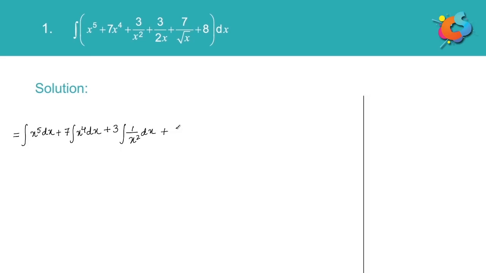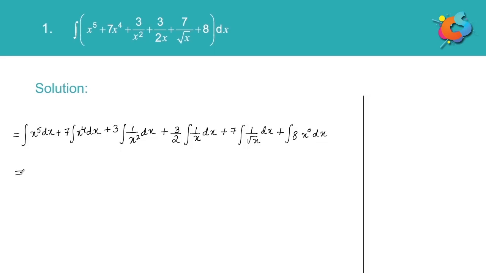Again in the fourth term 3 by 2 is constant and it is integration of 1 by x with respect to x. In the next term 7 is constant and we'll integrate 1 by root x with respect to x. And the last term is 8. 8 can be written as 8 into x power 0. We'll integrate this with respect to x.